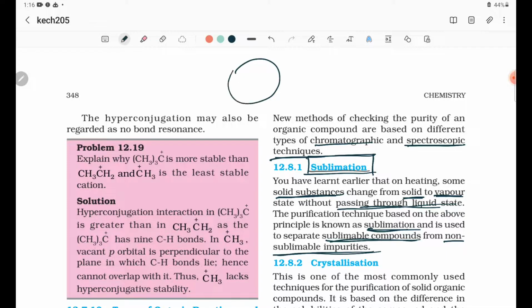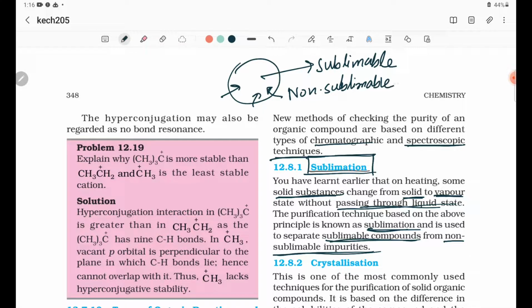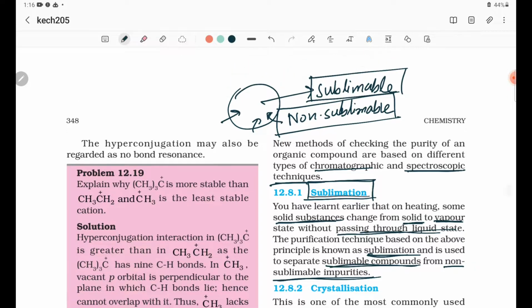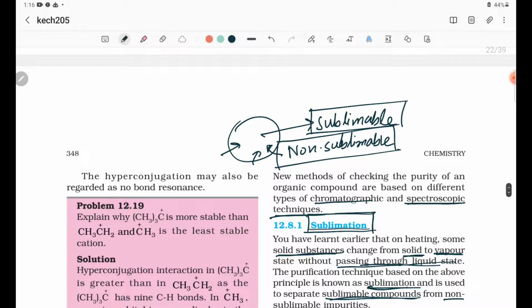Suppose you have an organic compound which is sublimable in nature, and it contains various impurities which are non-sublimable. By the process of sublimation, I am separating the non-sublimable impurities from the sublimable organic compound, and like that we are getting the pure compound.